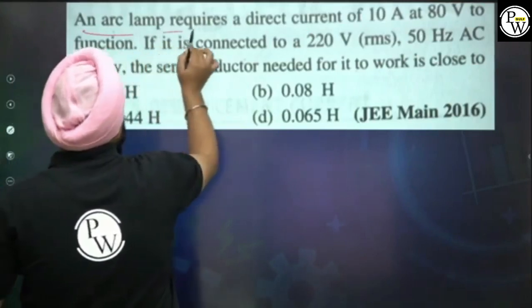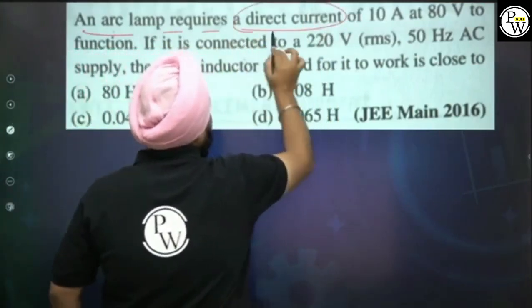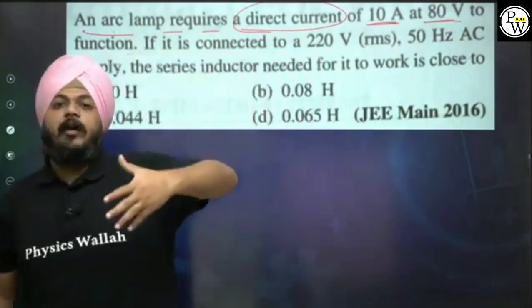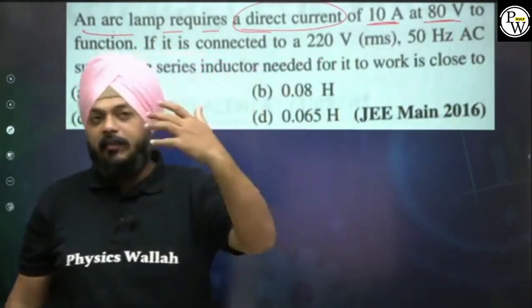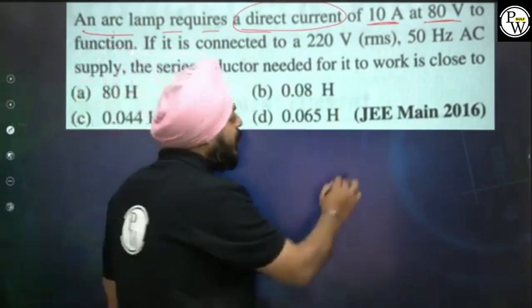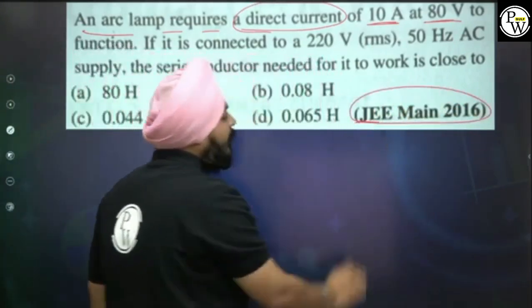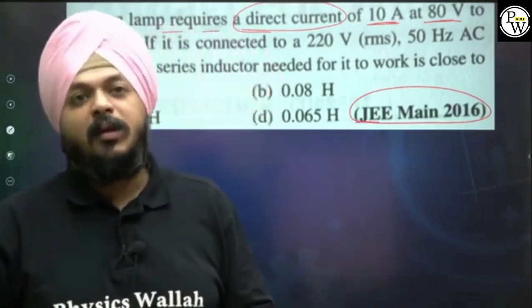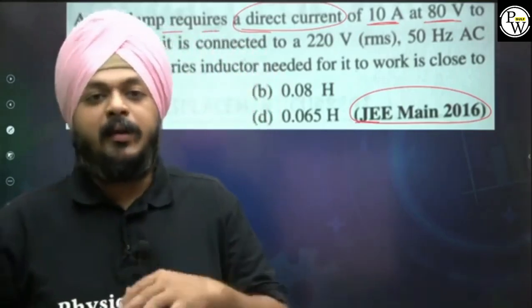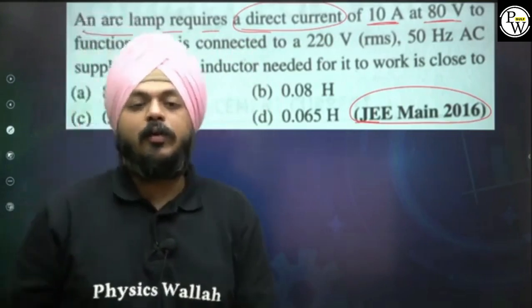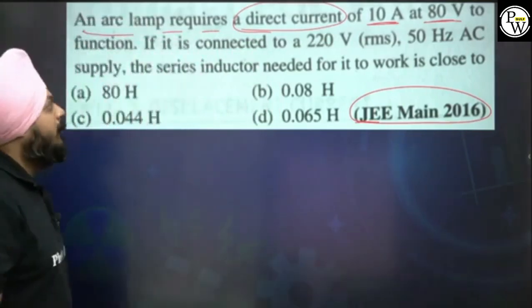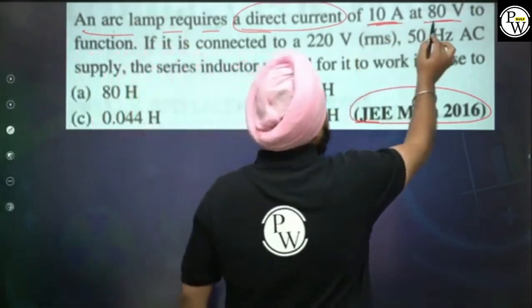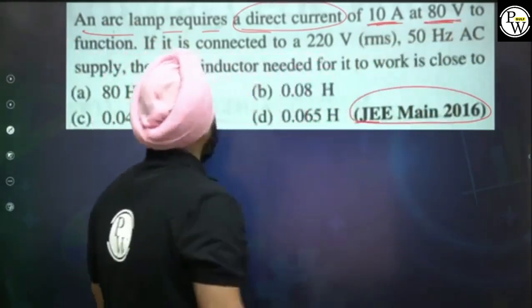An arc lamp requires a direct current of 10 ampere at 80 volt. Now this question shows the comparison between the DC circuit and the AC circuit. The question was asked in JEE Mains 2016. Please don't worry, from this chapter direct formula based questions are going to come. This is not a matter for you to get worried about. Just formula based questions are going to come. So just enjoy.